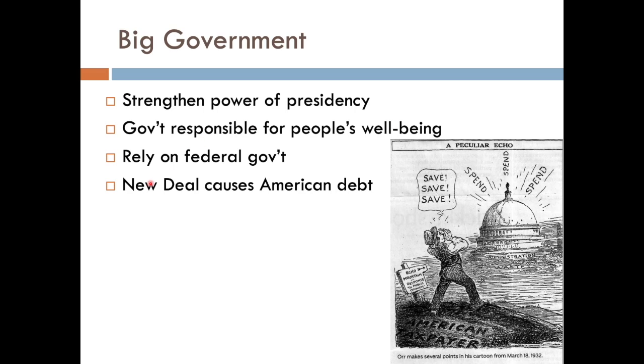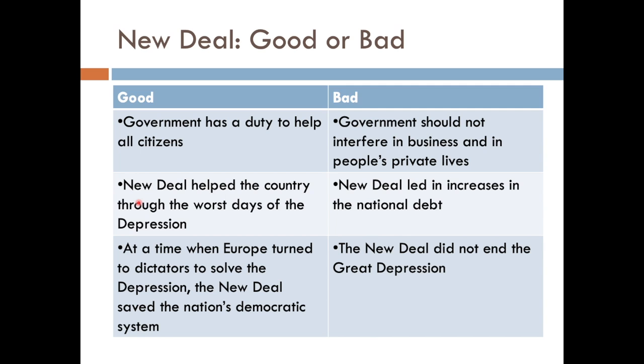And then again, kind of what I just mentioned before, the New Deal is going to cause American debt, and we're going to see that kind of get paid back. Currently, we're trillions of dollars in debt, America as a country. But when you're looking at the New Deal, the controversy of it, was it good, was it bad? This is something that is brought up. So to continue with that, we're going to talk about the good and the bad.